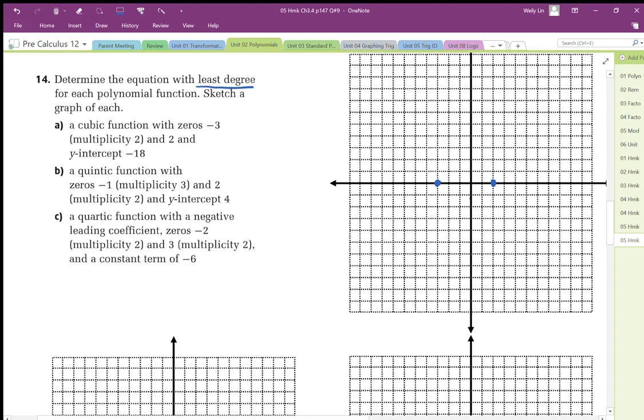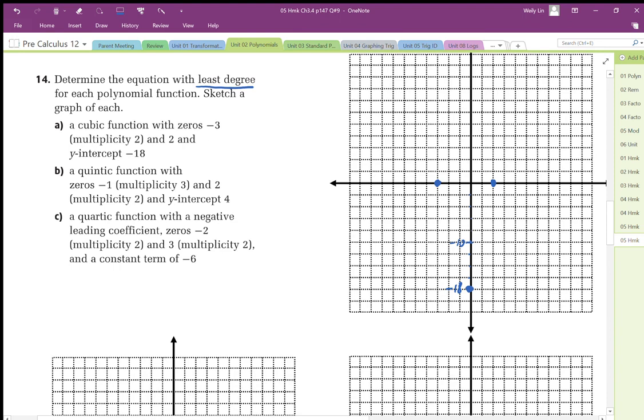I'm going to have to scale this, so let's go 2, 4, 6, 8, 10, so that's going to be -10, 12, 14, 16, -18. So there's my y-intercept at -18. Okay, and to make this work, it has to be a positive leading coefficient.